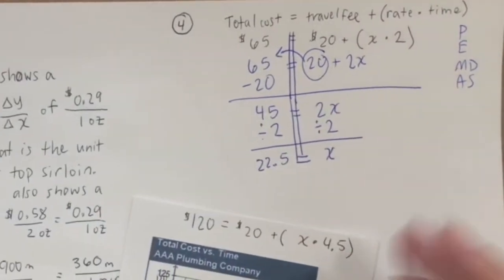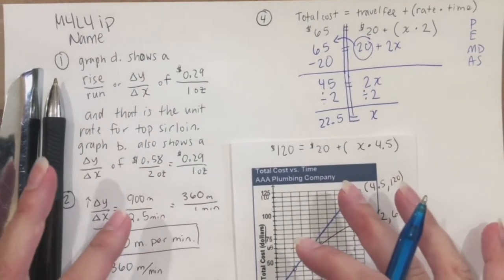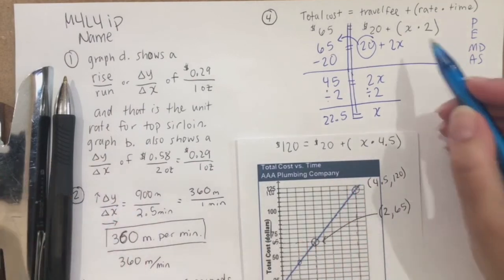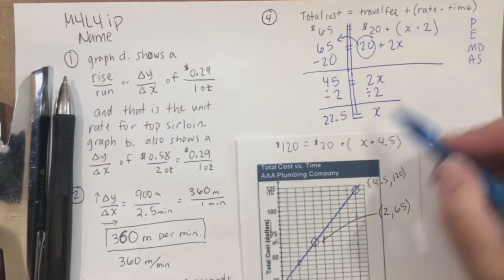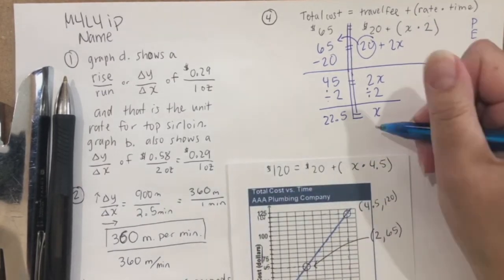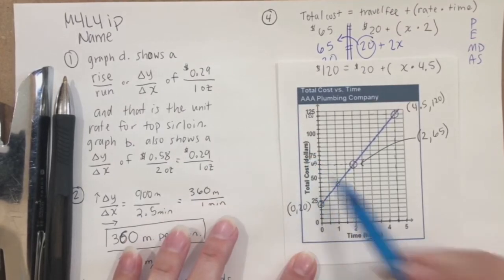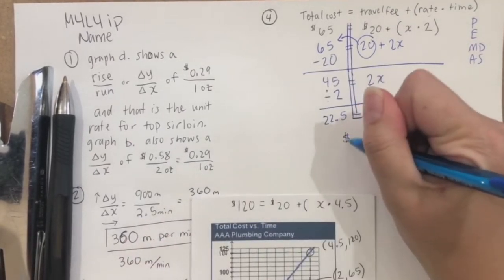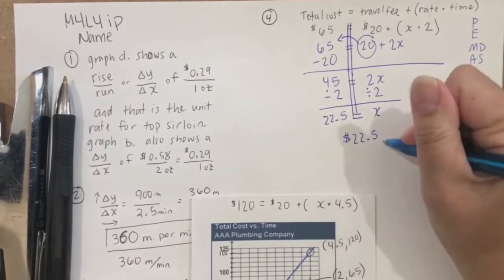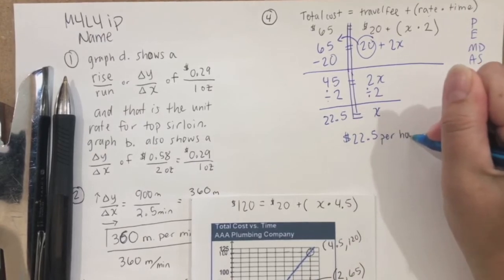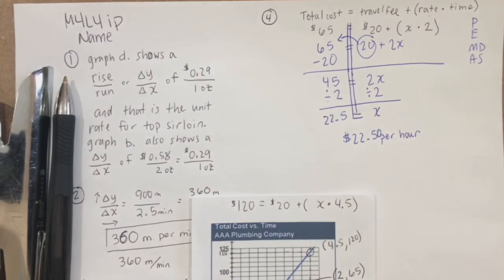So now that we know what x is, we have to go back to thinking about the problem. What does that mean? That's our rate. Okay, so x was the rate, so 22.5 is the rate, and remember it's y over x, so that's dollars per hour. $22.5, I've already got the dollar sign, per hour. Oh, I should put a 0 there, $22.50 per hour.